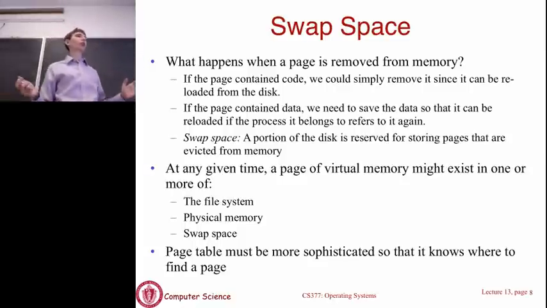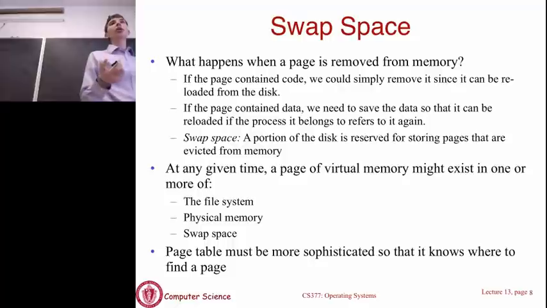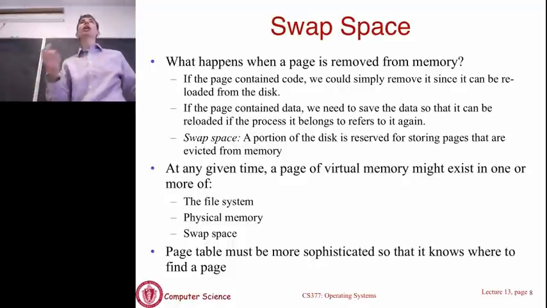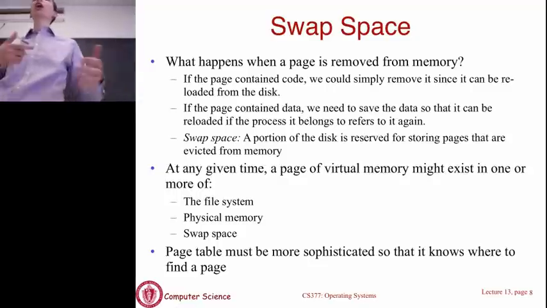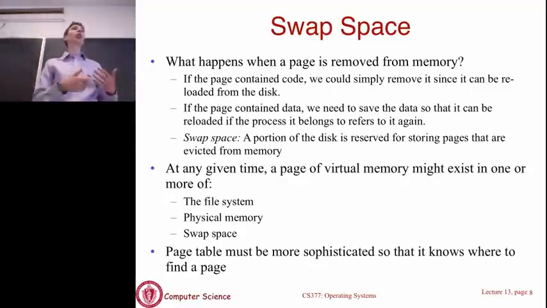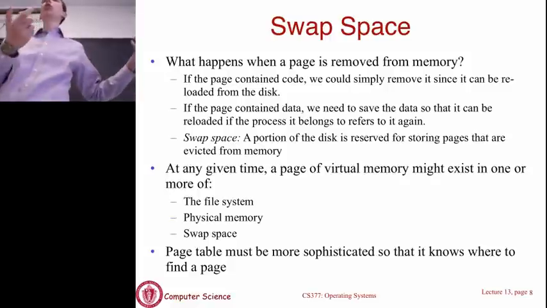Do people see how that works? So essentially, for read-only pages, you can just use the file system and not have to use the dedicated swap space. So you'll use less swap space and do less disk I/O to do demand paging with something like code pages.